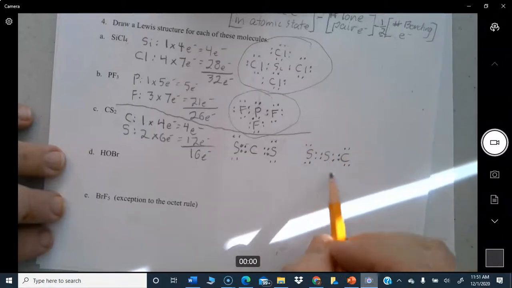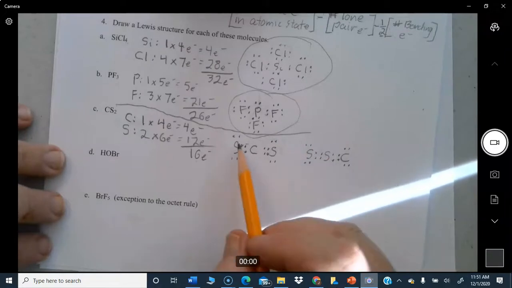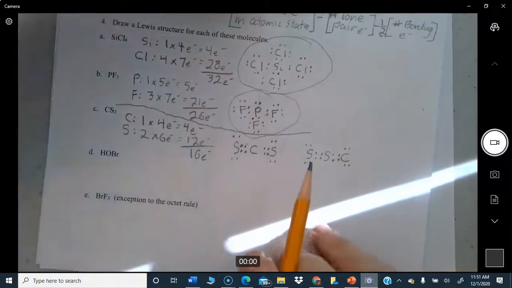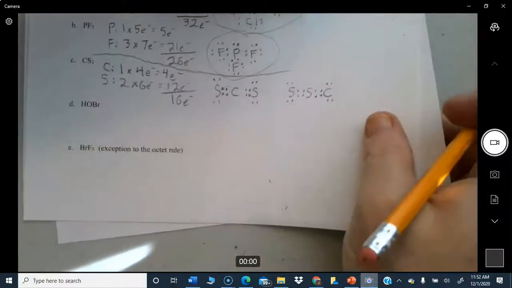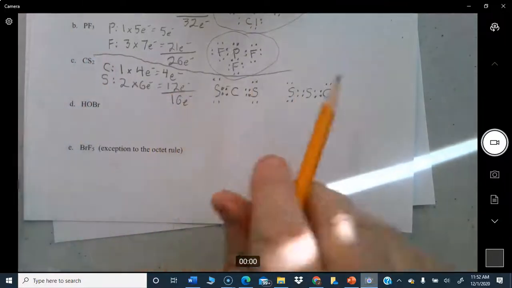Okay, that would fulfill the same rules, and your first reaction might be, well, this one looks lopsided, this one looks balanced, this one looks lopsided. That's not always the case. It's usually a pretty good indicator, but you could actually do what we're going to do, which is called formal charge. We're going to do that later on in this lesson. Right now, we're just drawing Lewis structures.